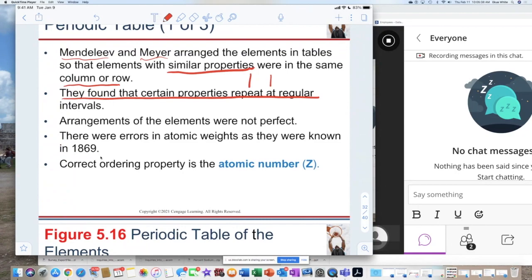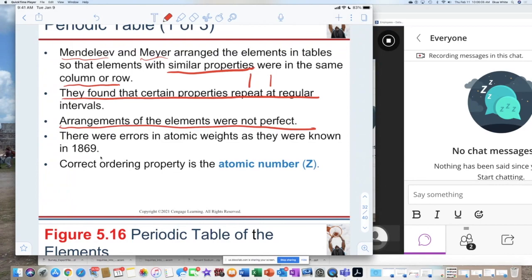So after two elements, he would see a certain behavior, such as a behavior of an element that's more like a metal. After three more, he saw a behavior where the element was more like a gas. And this pattern repeated over and over again. So there was a periodic repeating of the pattern. Okay. Now, the arrangement he had was not perfect.